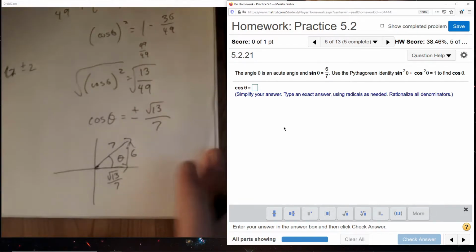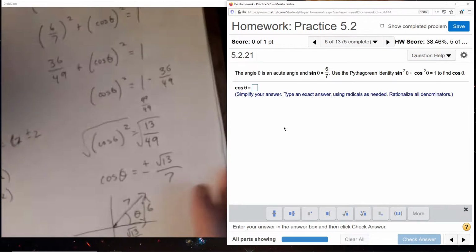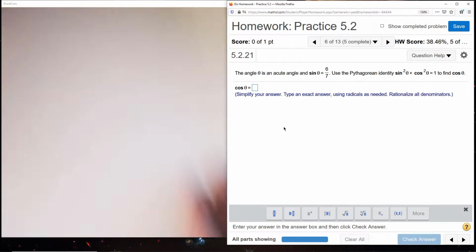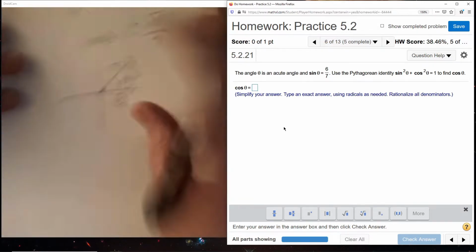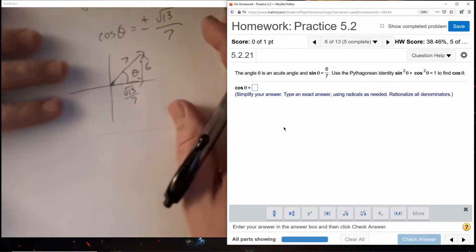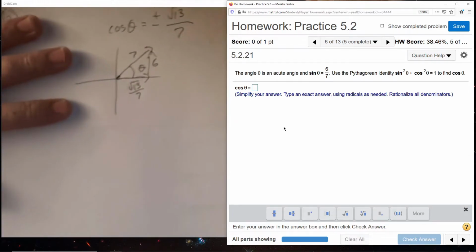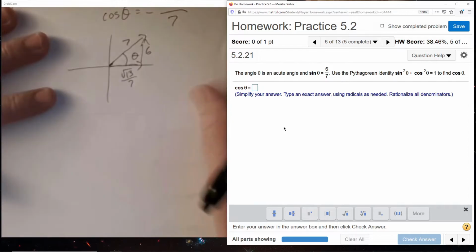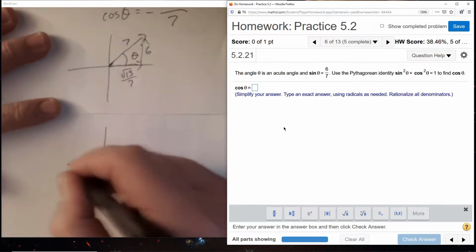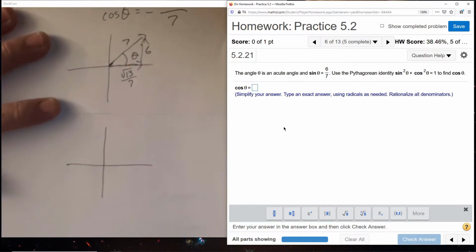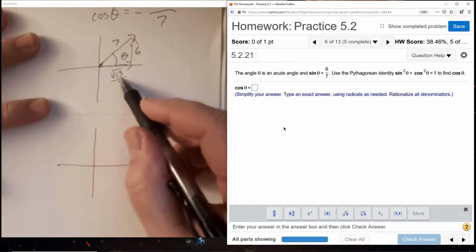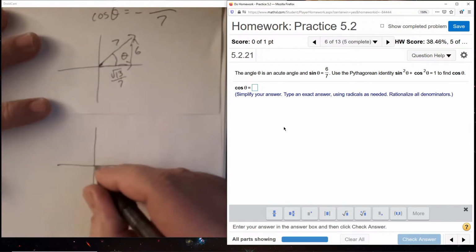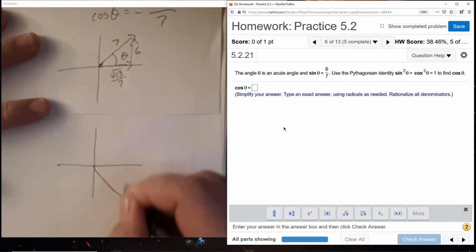Now, I'm going to take this picture here and just give myself some more paper. I just want to think about this for a moment, because this will be useful going forward with how to deal with angles. Is that square root of 13 over 7, that's also positive if our right triangle would be down here.